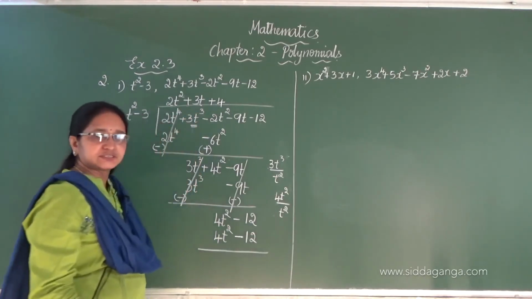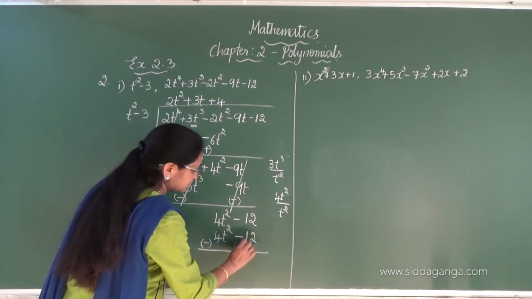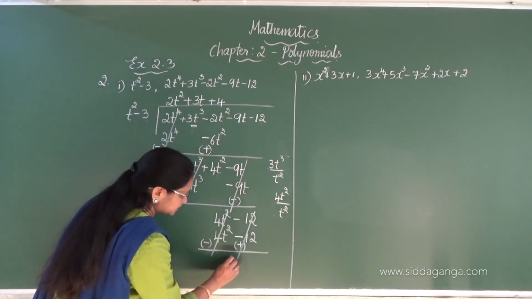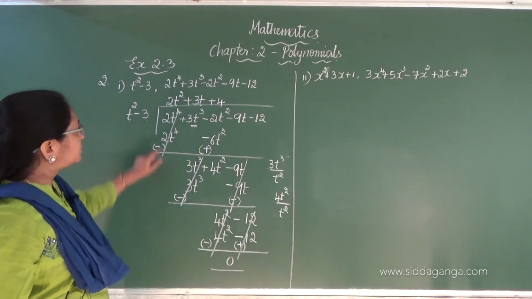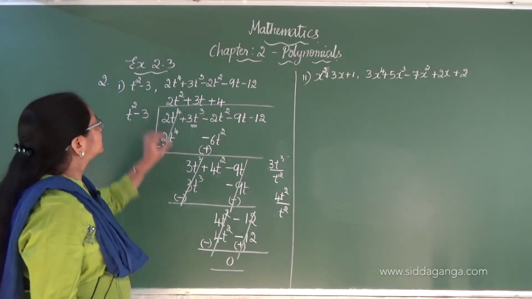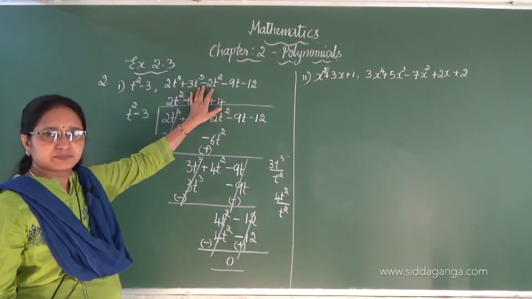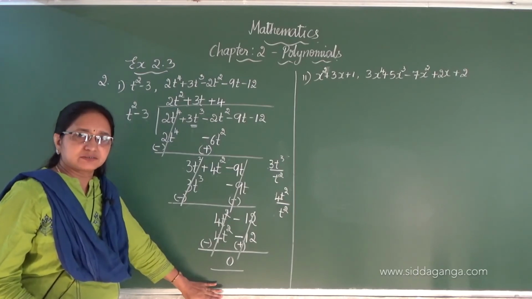Now, again change the sign, this will become minus, this will become plus. So, it gets cancelled, this also gets cancelled, the remainder is 0. Now, we can come to the conclusion that the first polynomial is the factor of the second polynomial. So, you should write, you can't leave it like this without writing the conclusion.